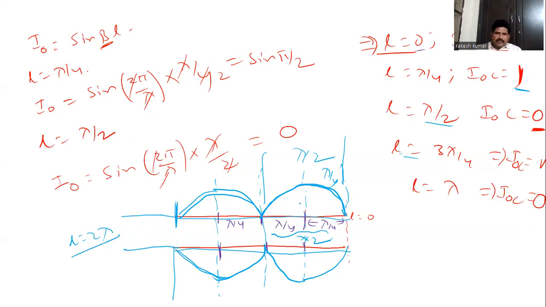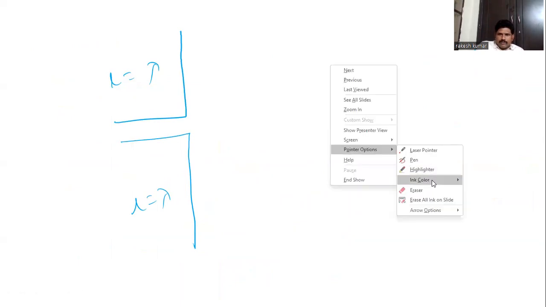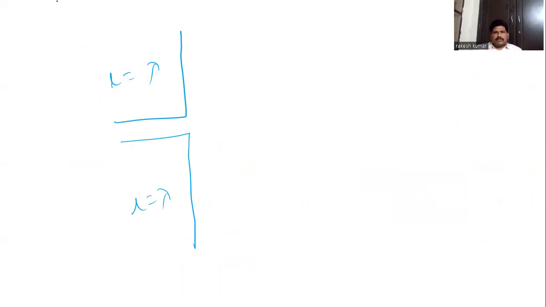So this is L equal to lambda. How is my radiation pattern? From here to here it is lambda, and from here to here it is lambda. So my radiation pattern will simply look like this. This is for one complete cycle. And the total length is L equal to 2 lambda.